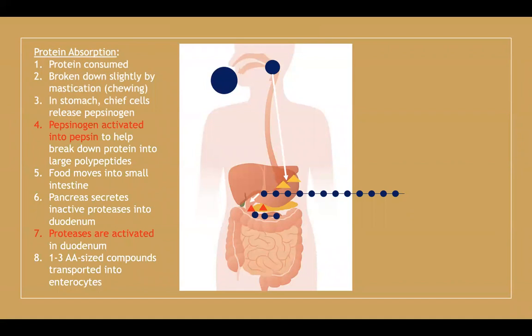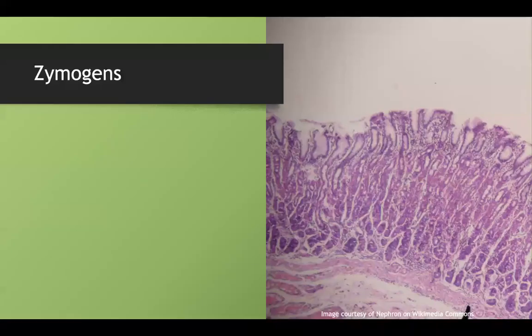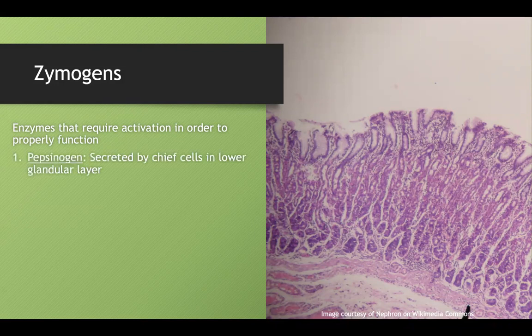I've highlighted two concepts here. They're both related to zymogens. Zymogens are enzymes that require activation in order to properly function. So we just saw that pepsinogen is secreted by our chief cells. So here's our lower glandular layer.